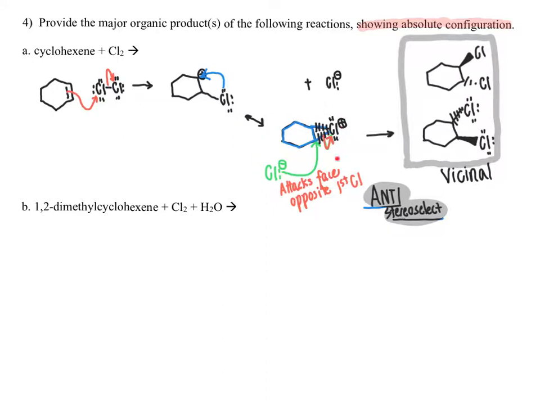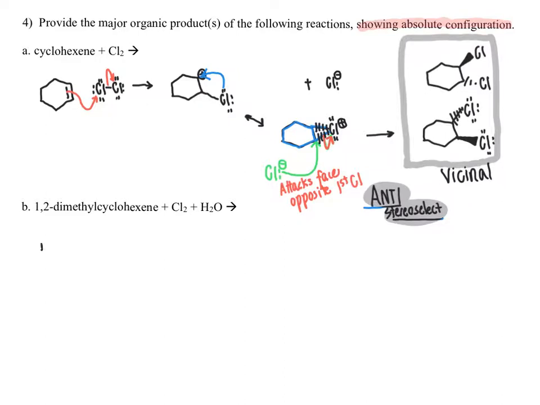So this step that I'm circling is the key to assessing that the stereoselectivity is going to be anti. The chlorine that's coming in and attacking and acting as a nucleophile has to attack from the face opposite where that bond in red right here is breaking away. So let's do this same sort of process here for the next question.